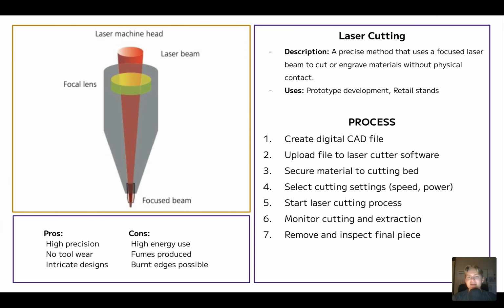So next we're going to be looking at laser cutting. So laser cutting can best be described as a precise method that uses a focused laser beam to cut or engrave materials without physical contact. That's really important to mention, that it is without physical contact.